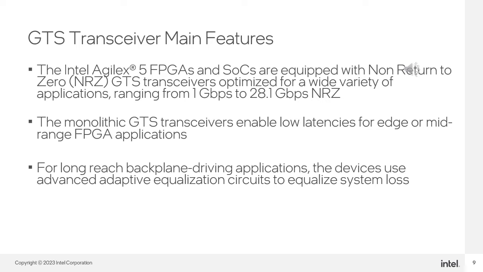optimized for a wide variety of applications, ranging from 1 gigabit per second to 28.1 gigabits per second NRZ. The monolithic GTS transceivers in Intel Agilex 5 FPGAs and SoCs enable low latencies for edge or mid-range FPGA applications. For long-reach backplane driving applications, the devices use advanced adaptive equalization circuits to equalize system loss.